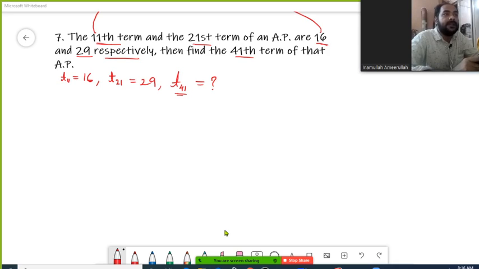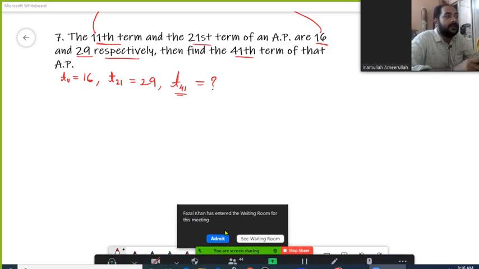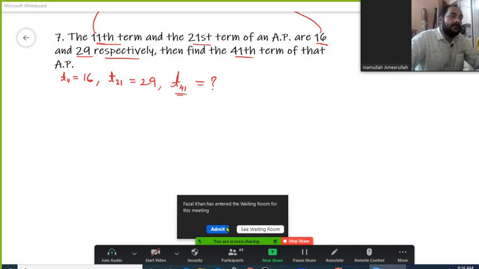And the formula is Tn equals a plus (n minus 1) into d. So according to this formula, you need the value of a, the value of n, and the common difference. If you have these three numbers, you can substitute all three in the formula to get the 41st term of this arithmetic progression. But as far as this question is concerned, neither a nor d is given. Again, the problem is the same.